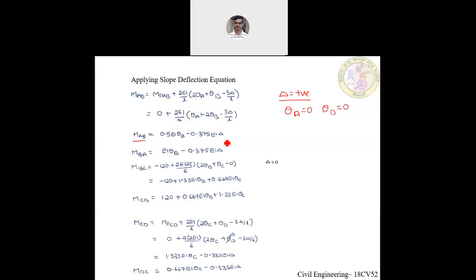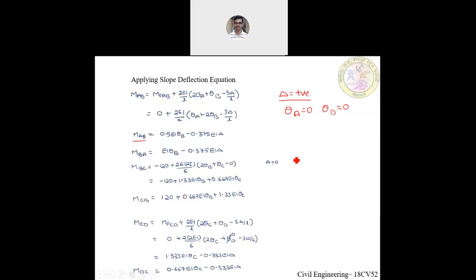So we have two unknowns in this equation. Similarly, I can write MBA is equal to EI theta B minus 0.375 EI delta. We'll apply the slope deflection equation for span BC, substituting MFBC as minus 120 plus 2E into the I value for the horizontal member, which is 2I, divided by 6, into 2 theta B plus theta C.